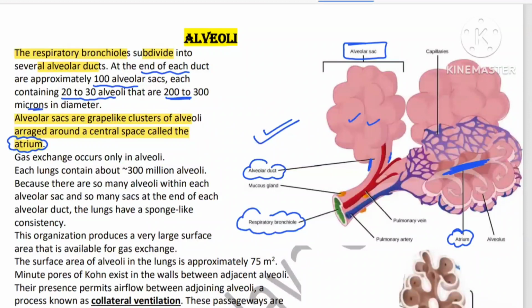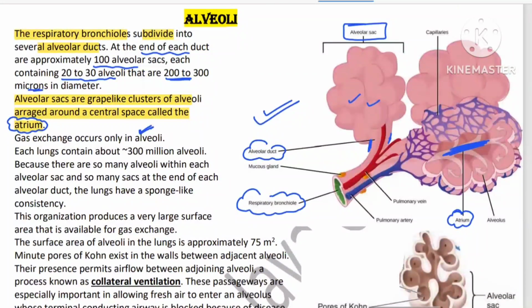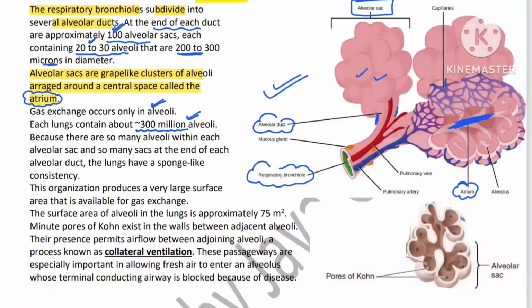And you know very well, the primary site for gaseous exchange is the alveoli. Now, each lung will contain nearly 300 million alveoli. So if you see, there are so many alveoli and so many alveolar sacs present, because you know very well, there are nearly 100 alveolar sacs present at each end of the alveolar duct, which contain nearly 20 to 30 alveoli. So many are present, that is why the lungs have a spongy consistency.